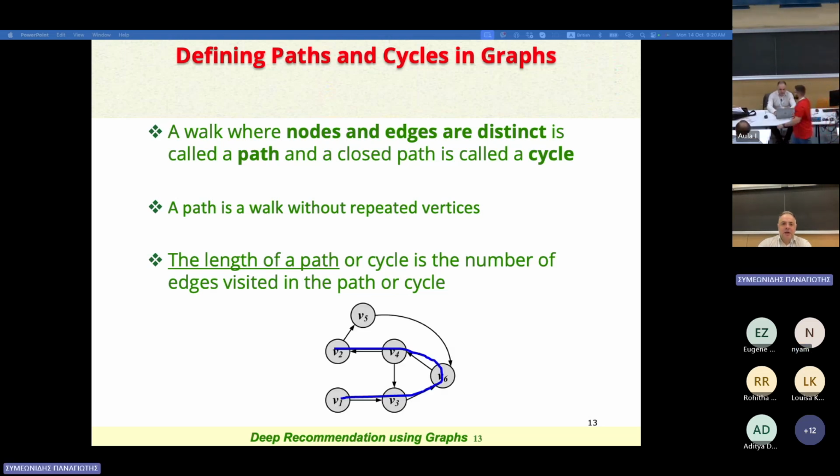So here we can see a path of length 4. The number of edges that it traverses. Okay. So these are also called hops. Okay, the hops.